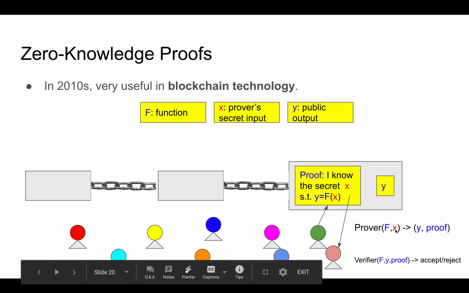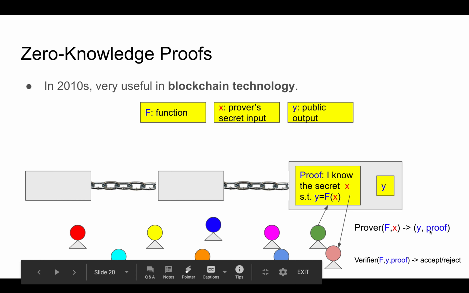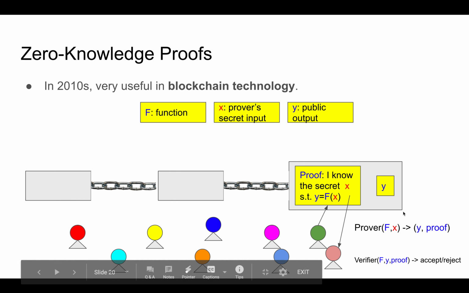his private input x, and then the prover can generate some public value y and a proof. The prover can post the public value y and proof on the blockchain, and every participant in the system can see the proof and the public value to verify the validity of the proof.